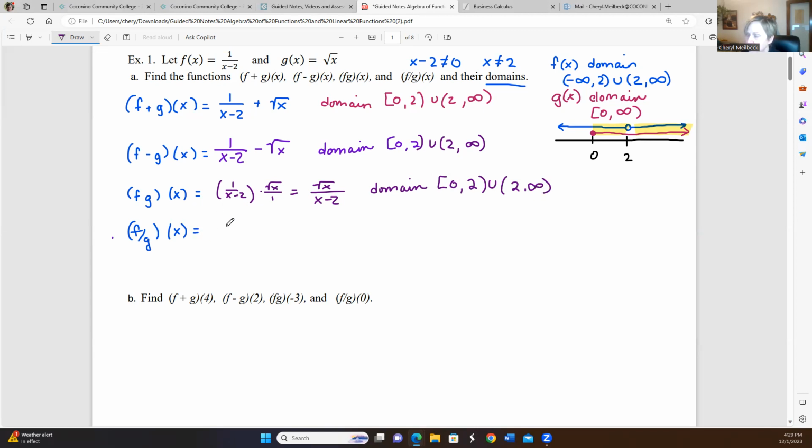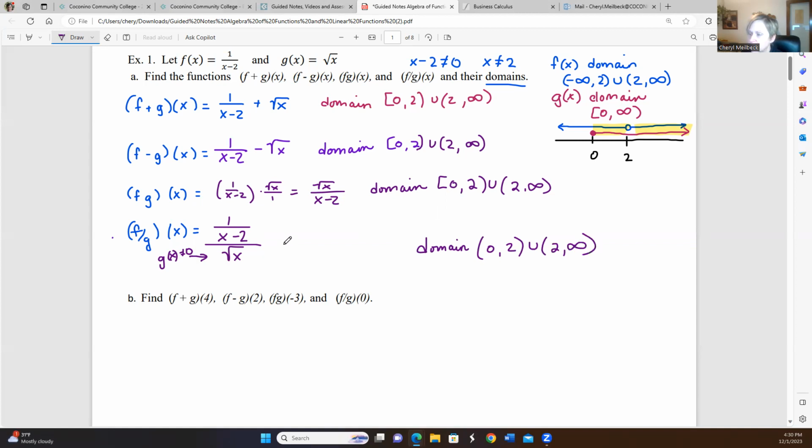Looking at f divided by g, we would simply have the 1 over x minus 2, but that would be divided by the square root of x. All right, so this is going to get a little more complicated, but we can figure it out. I am going to simplify that, but let's look at this domain for a moment. In this case, we know our denominator can't equal 0. So g of x can't equal 0, whereas otherwise, we said that the domain of g of x did include 0. So the only difference in our domain here on this one is going to be the domain starts at 2 but not inclusive.